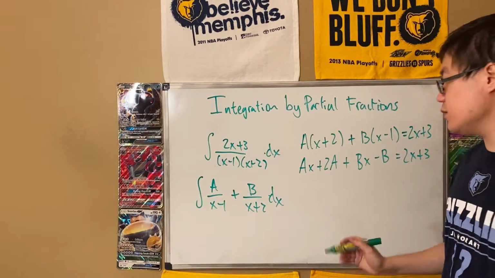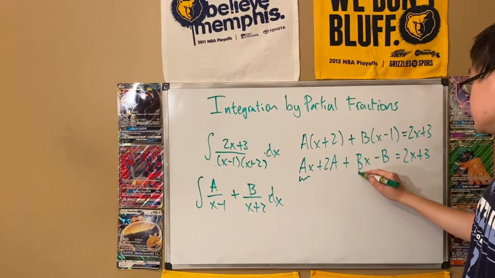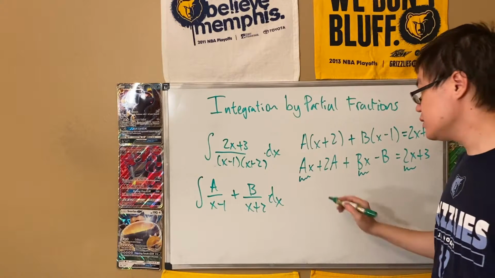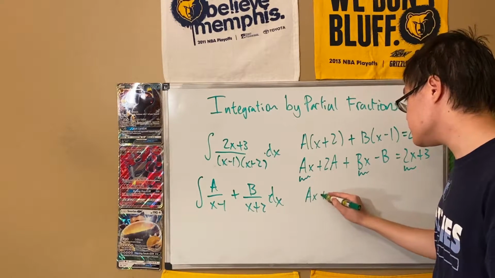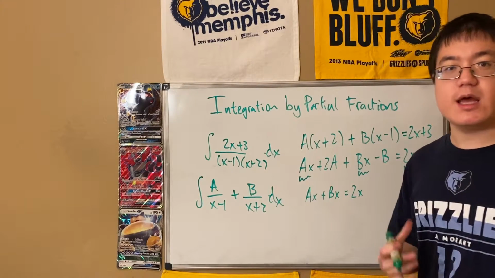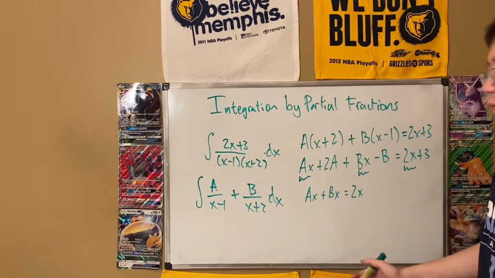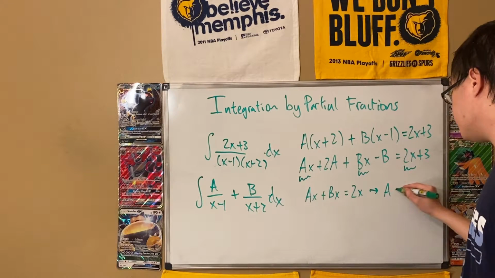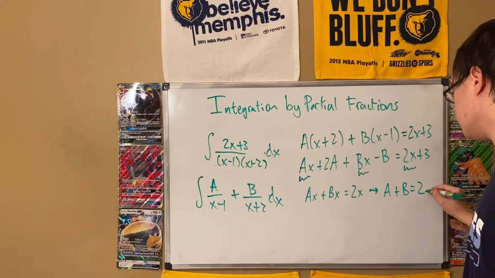Basically, all the x's equal each other. So ax plus bx is equal to 2x. That gives me the equation a plus b equals 2 once I divide by x. So I have a plus b is equal to 2.